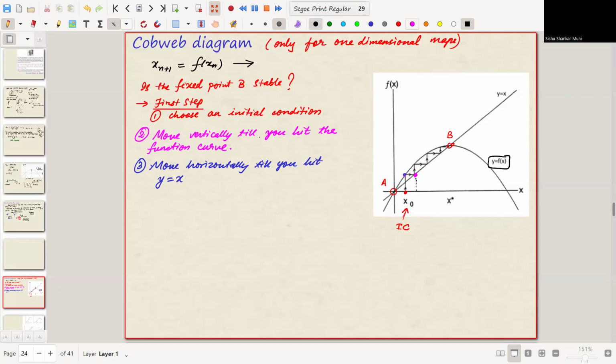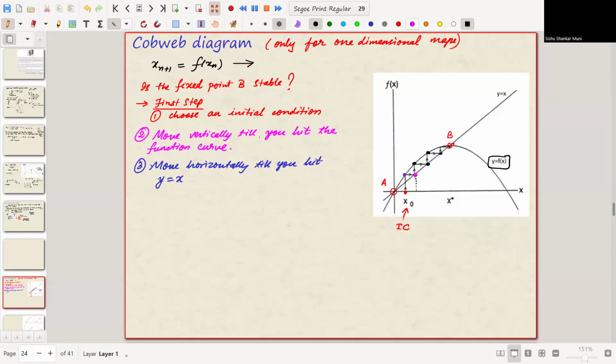It is like a new initial point now. So repeat step 1. What is step 1 in your notebook? Proceed upwards till you hit the function. Then again move horizontally till you hit y equals x. Again move upwards, again move to y equals x, and so on. What are you seeing? It is proceeding like a ladder diagram. It's like a cobweb, and it's approaching the fixed point at the point B.